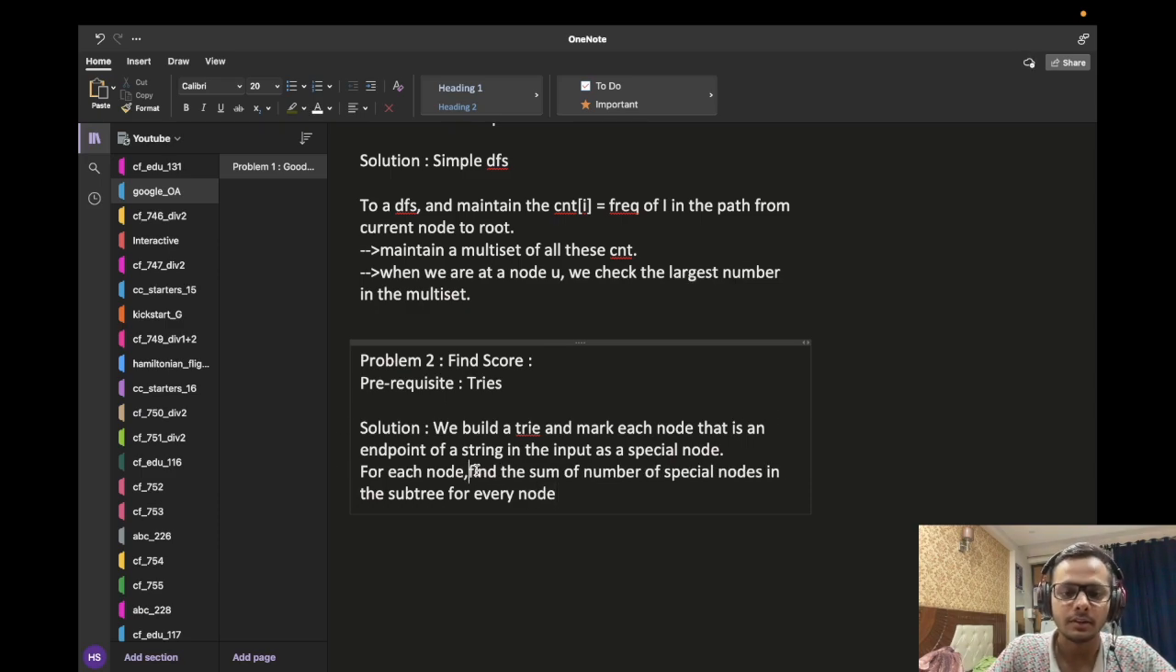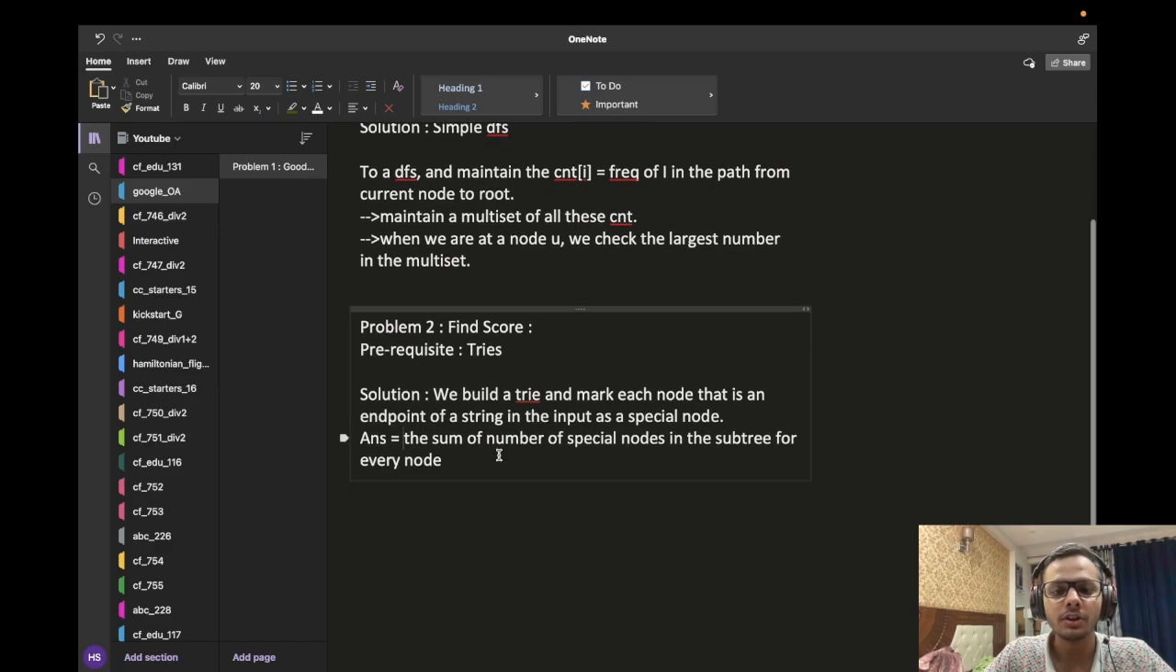Basically, that is going to be the answer. So the answer is going to be the sum of the number of special nodes in the subtree of every node. That is going to be our answer.